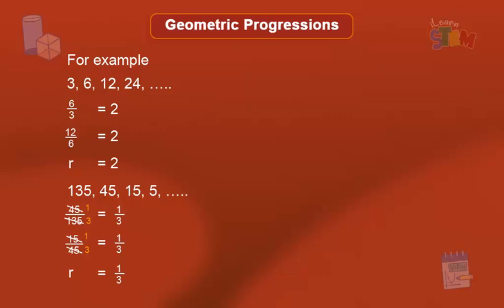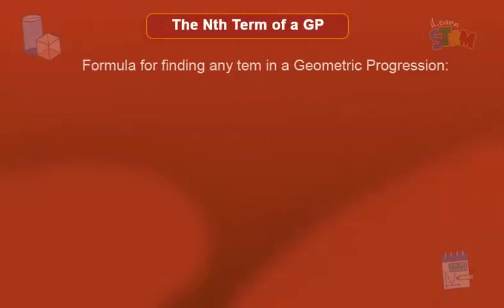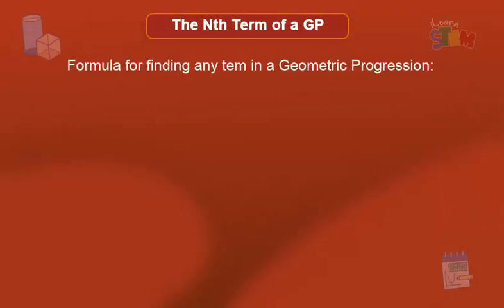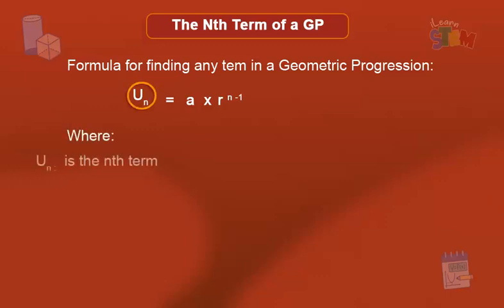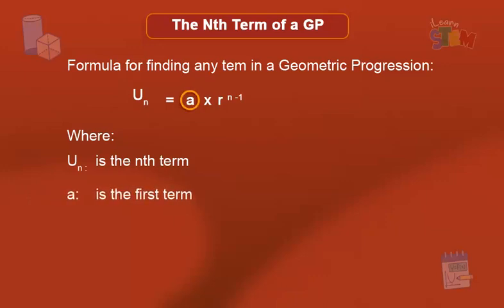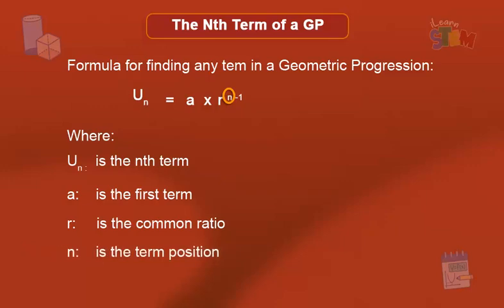Now that we have explored how to identify a geometric progression and find its common ratio, let's move on to finding the nth term of a GP. We can find any term in a geometric progression using this formula. U sub n equals a times r raised to power n minus 1, where u sub n is the nth term, a is the first term, r is the common ratio, n is the term position.